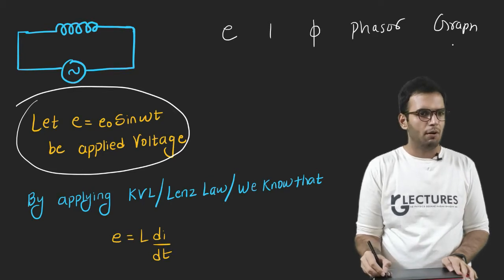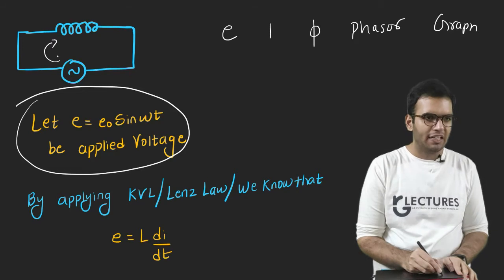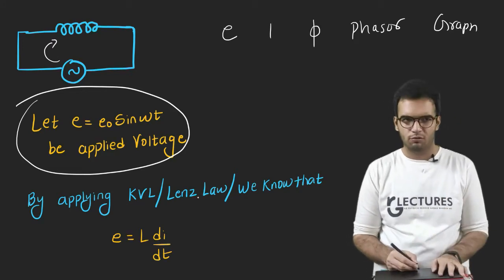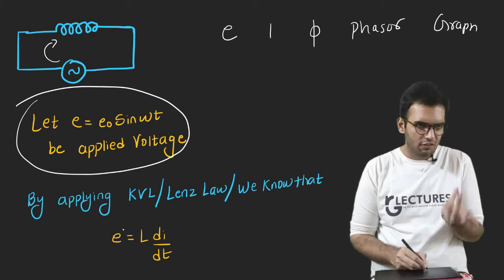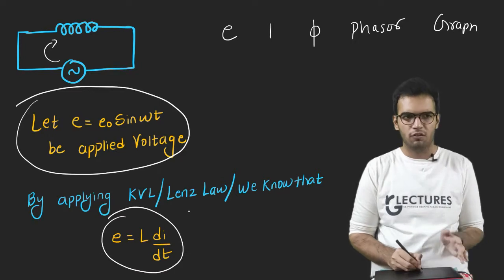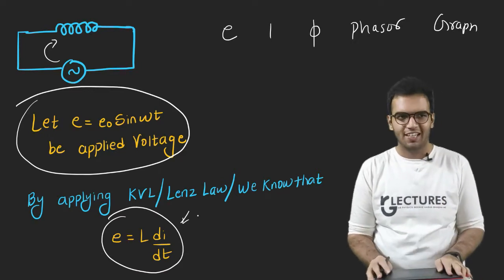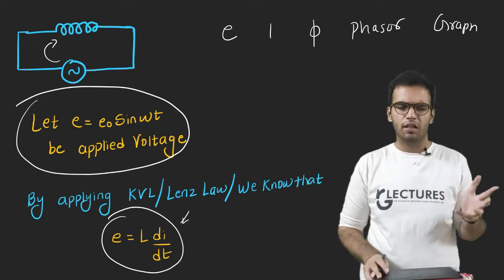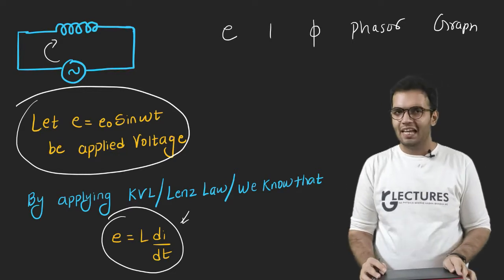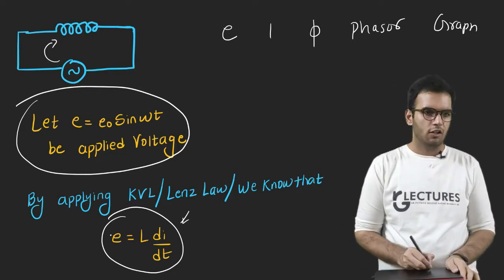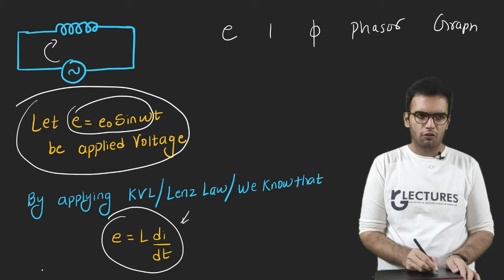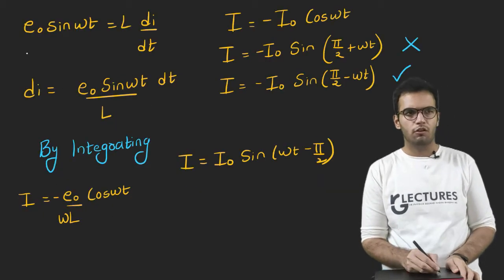Okay, so by applying KVL, or you can apply Lenz law. You can say simply, we know that this is the expression of Lenz law only, right? This is the expression which comes from Lenz law: E is equal to L di by dt. Now we know that E is equal to E naught sine omega t. Let us substitute in this equation.